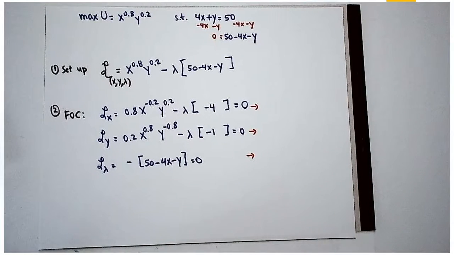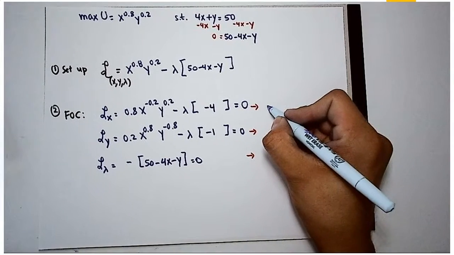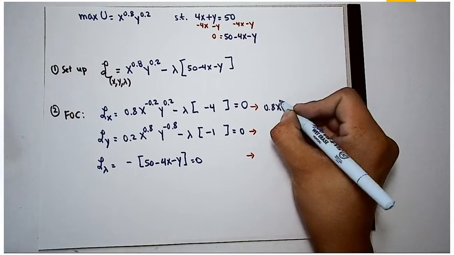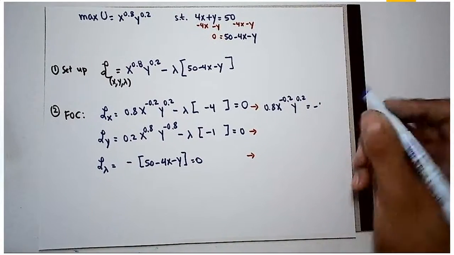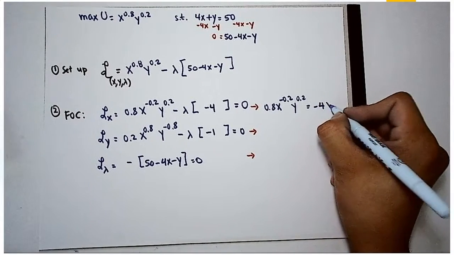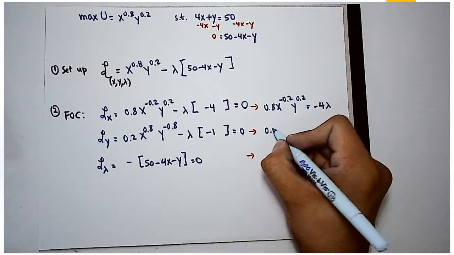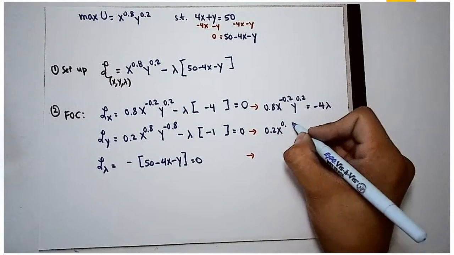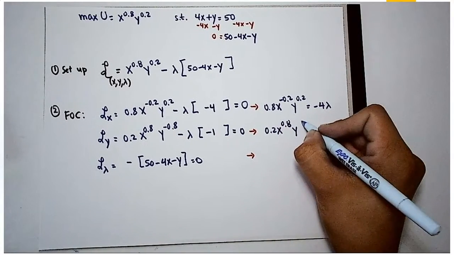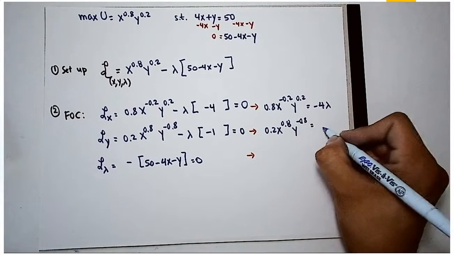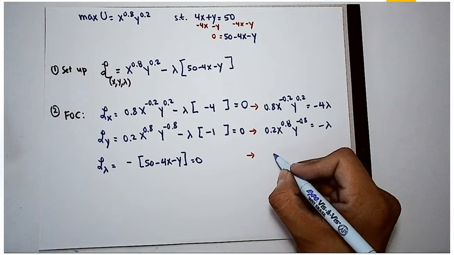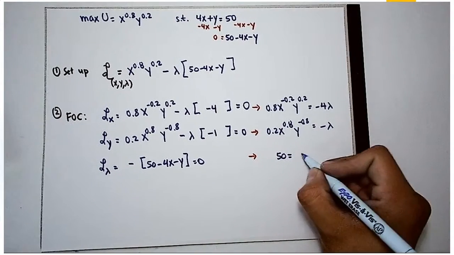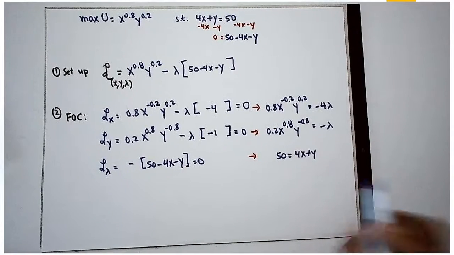From these relationships, we can find the following. So here we notice that we will have 0.8 x to the minus 0.2, y to the 0.2 equals minus 4 lambda, and here we have 0.2 x to the 0.8, y to the minus 0.8 equals minus lambda. And here we obtained 50 equals 4x plus y.